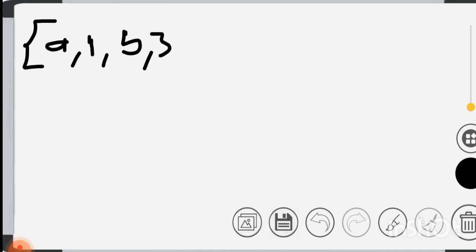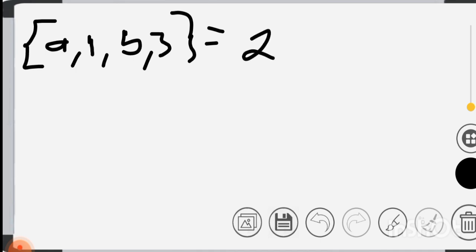If I ask you now, what is the power set of this? Let's see, A, 1, B, 3. What is the power set of this one? How many elements do we have? 1, 2, 3, 4. We have 4 elements inside. So the power set is going to be 2 raised to the power 4, which is 16. Yeah, 2 times 2 times 2 times 2.